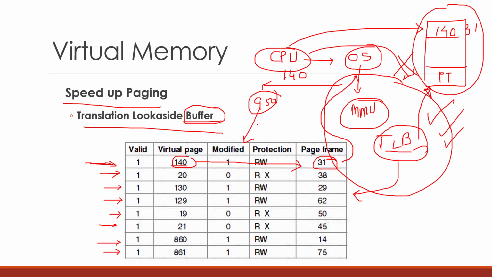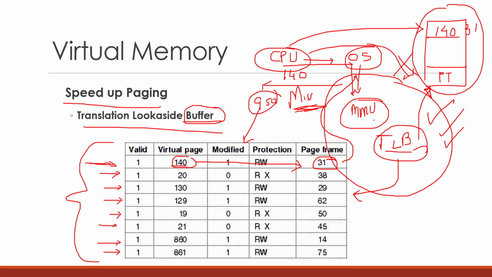950 is not here. In that case, what will happen is the CPU will ask the operating system, I need 950, and it will go to the MMU. The MMU will look into this TLB: do I have an entry for 950? It will not find this entry for 950. This is called a miss, right? A miss. We were looking for this information in the translation look-aside buffer and we couldn't find it, so this is called a miss.